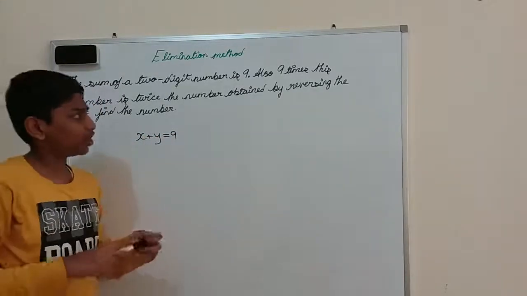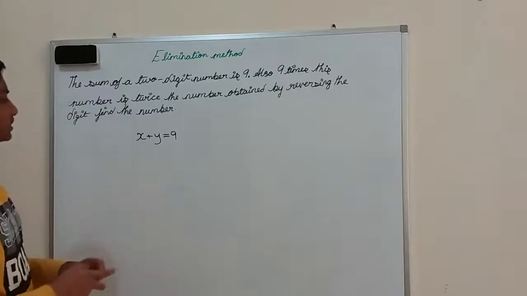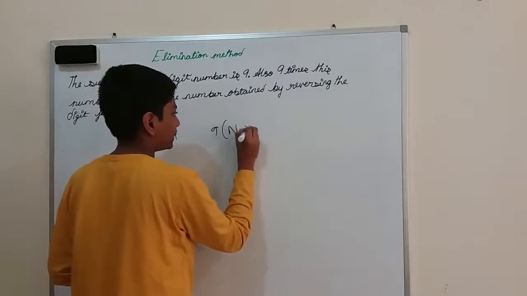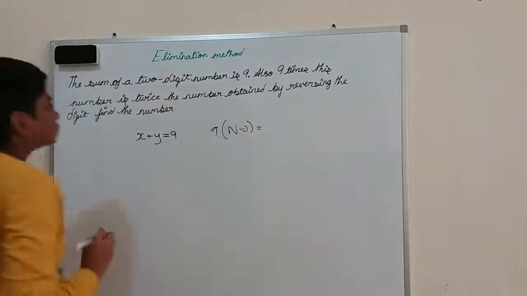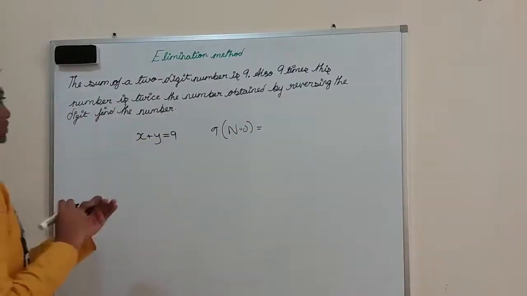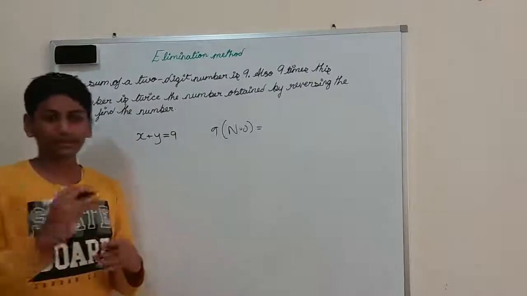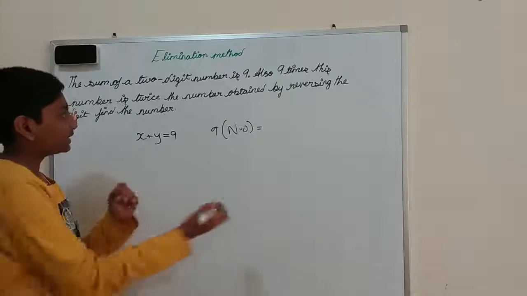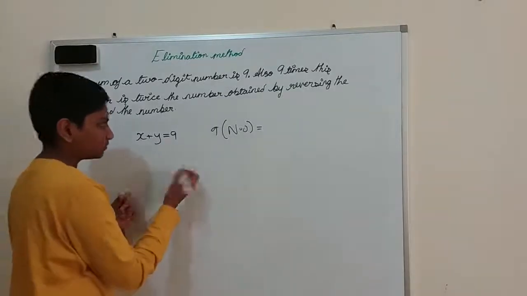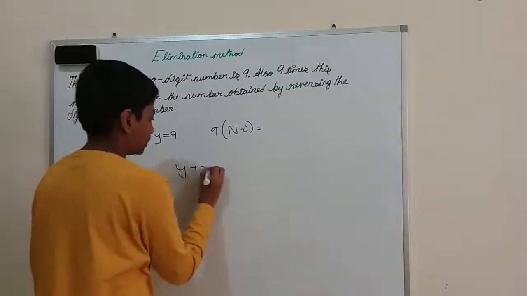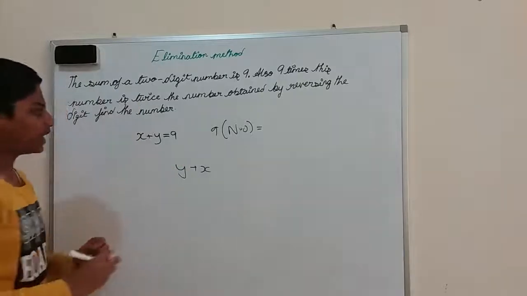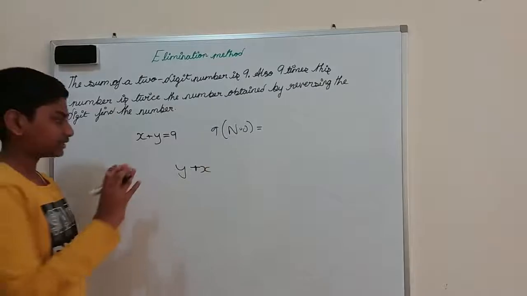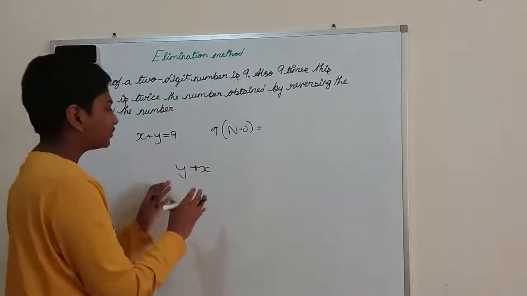The next one is: 9 times this number should be equal to twice the number obtained by reversing it. Reversing does not mean simply y plus x, and not just into 2. What mistake did we make over here? If we think closely, what we missed was the place value.